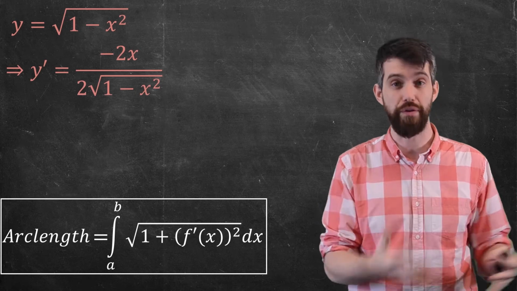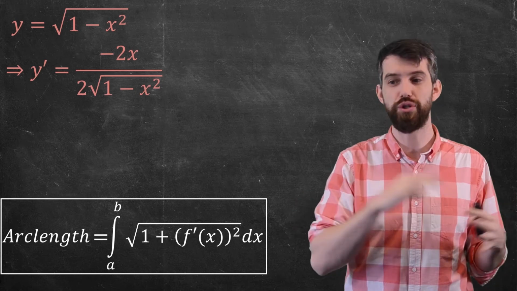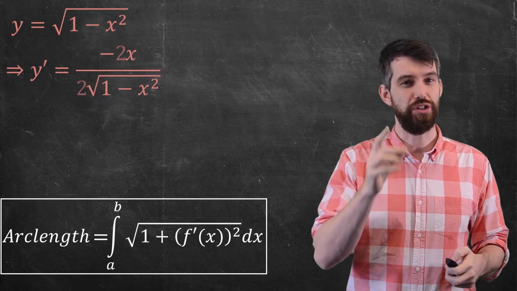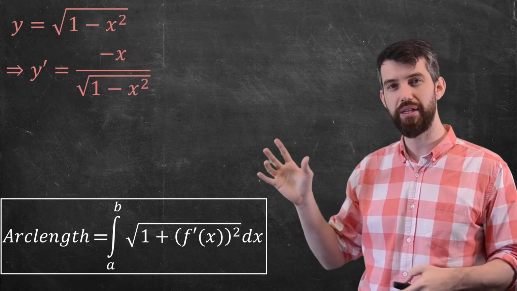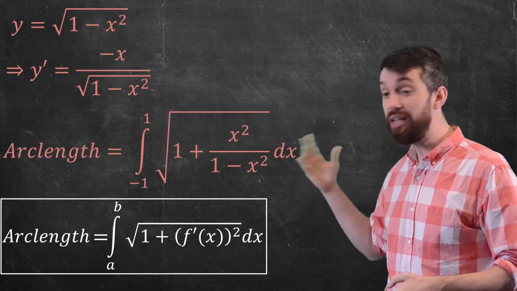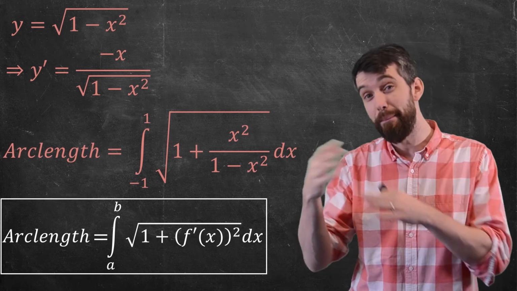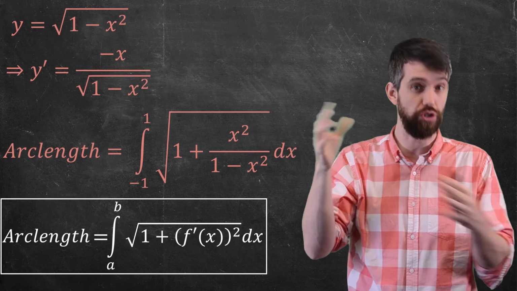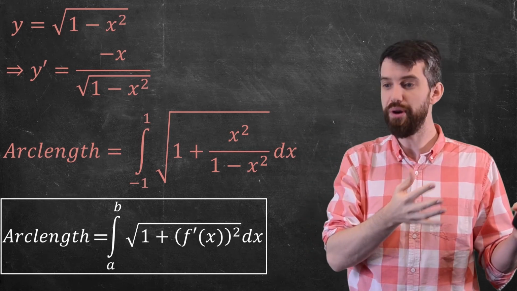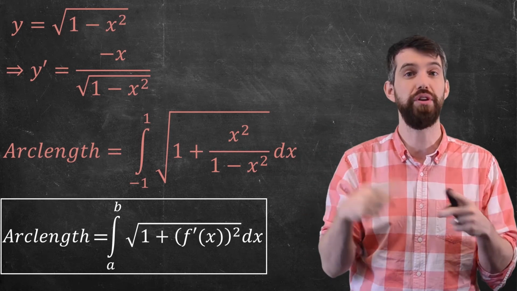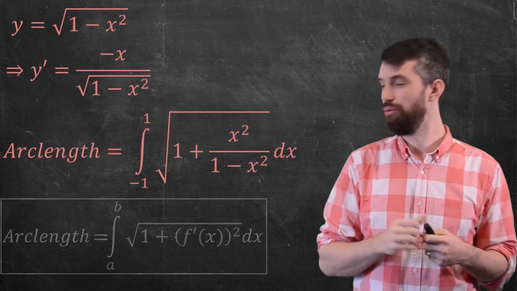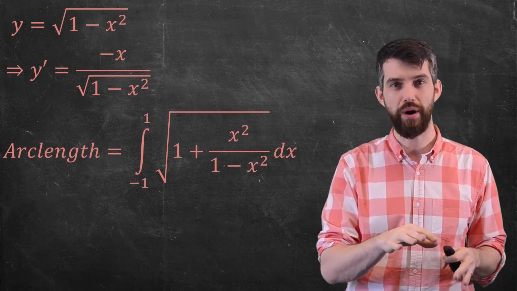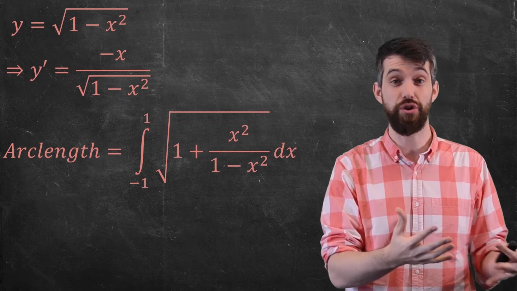So I'll take a derivative: minus 2x over 2 square root of 1 minus x squared. The 2's cancel, so I can get rid of those. And then I'm just going to go and blindly plug that into my formula. I'm going between minus 1 and 1 because I have a circle of radius 1. So the x values go between minus 1 and 1. And I put it into the square root of 1 plus the derivative squared. That's what I get. Let me get rid of the formula, I don't need that anymore, and try to clean this up so I can actually integrate it.